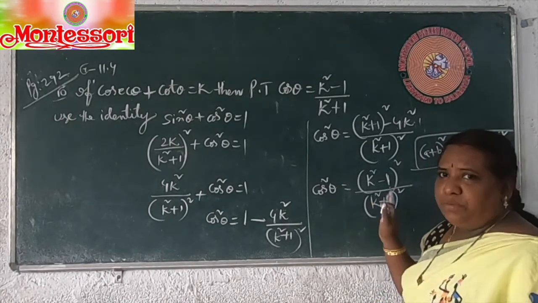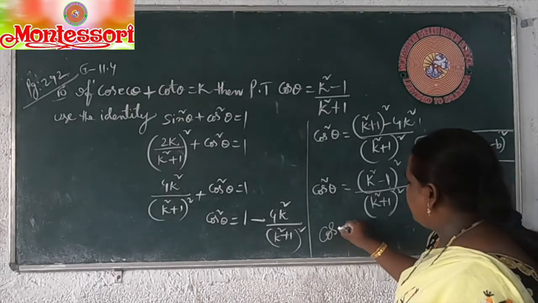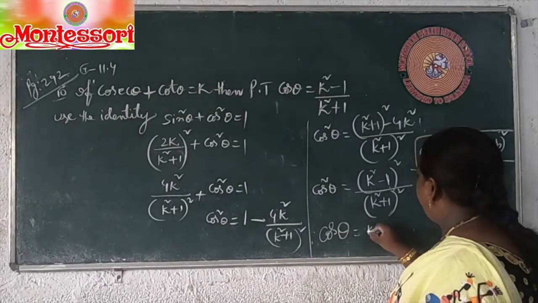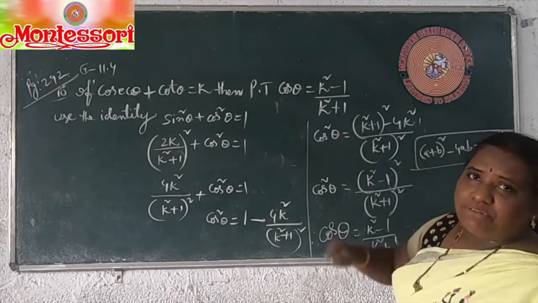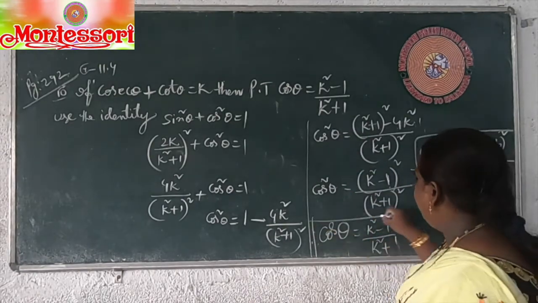Now on both sides we remove the square. Cos theta is equal to (k square minus 1) by (k square plus 1). That's what we have to prove. So finally we proved this.